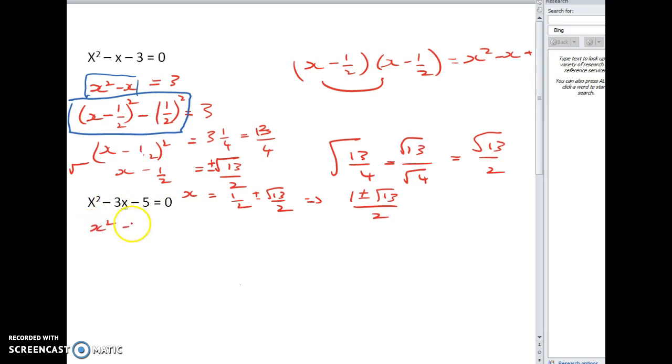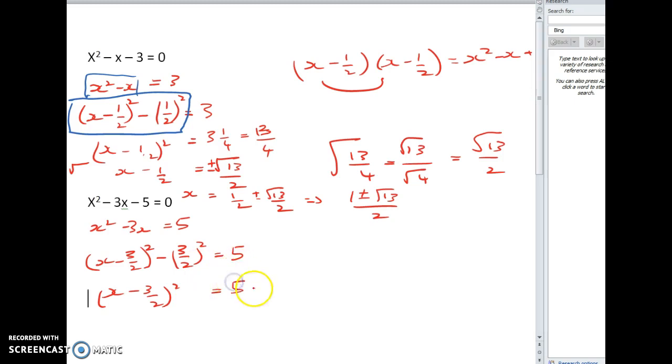So it's x squared minus 3x, taking the 5 over, equals 5. We have a coefficient of 3, so therefore we're going to have 3 over 2 within the bracket. It's a minus sign, so it's minus there. And what we're going to end up with is 3 over 2 squared, and as it's a minus times a minus, it's a plus, so you have to take that away. And that equals 5.